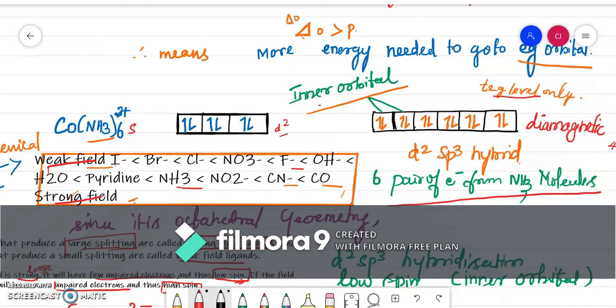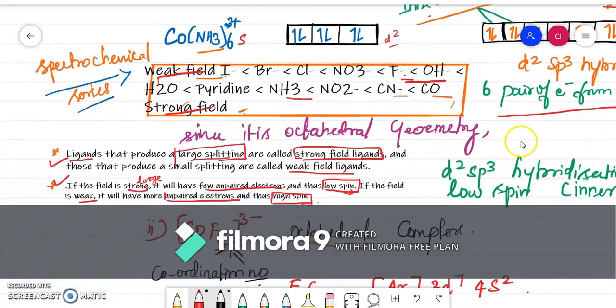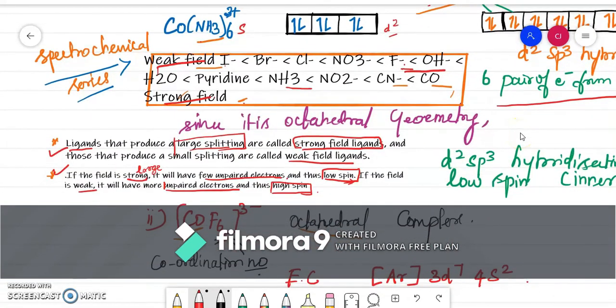I minus is less than Br minus, Cl minus, NO3 minus, F minus and OH minus. So these belong to the weak field. This is the strong field: NH3, NO2 minus, CN minus, CO. So these belong to the strong field. Now, how do the ligands decide the spin? I will tell you the trick, how to find out the spin.